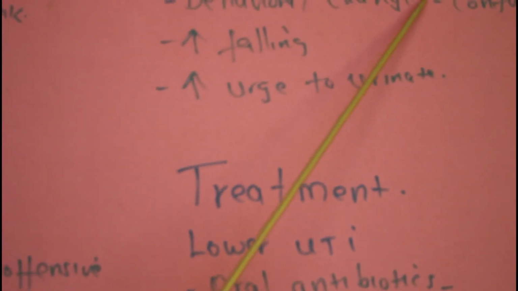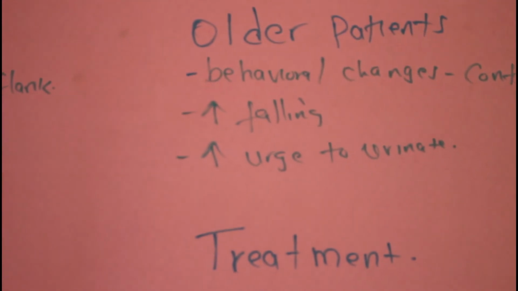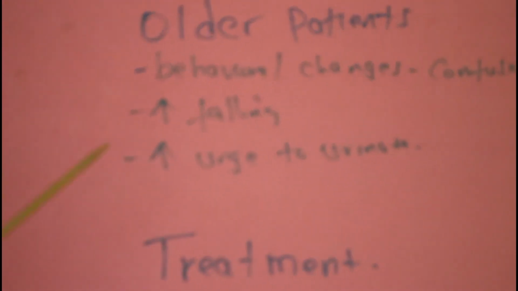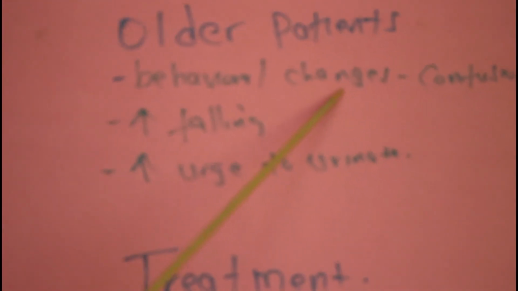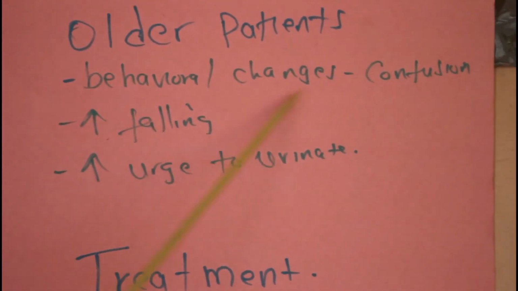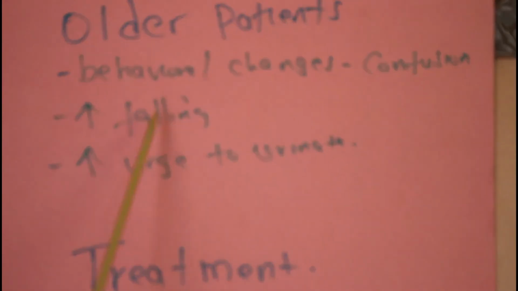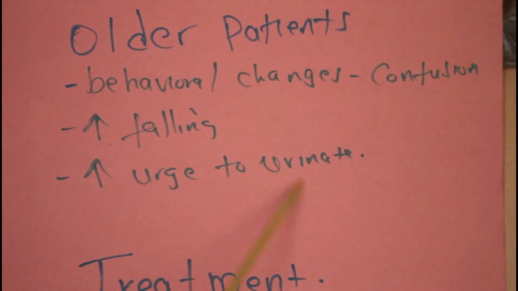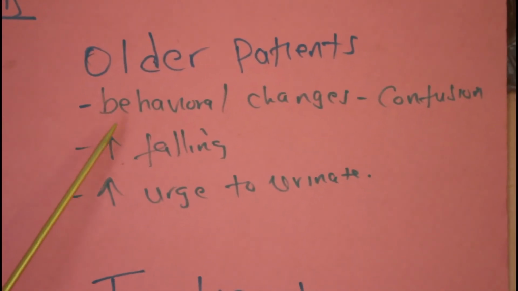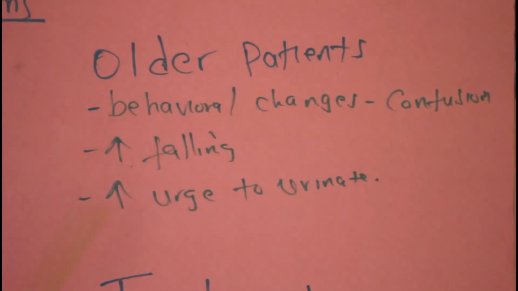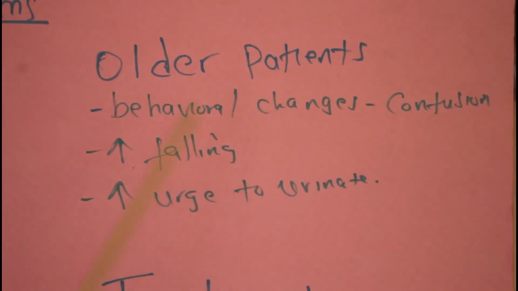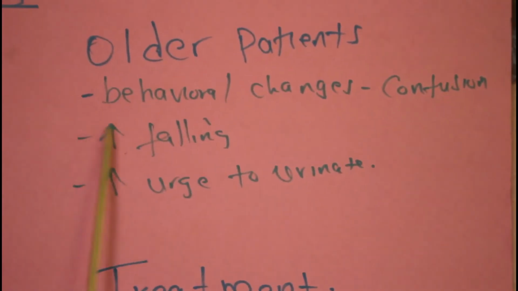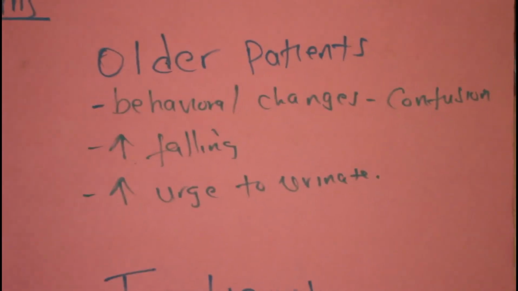And then in older patients, these old people might not have typical symptoms of UTI, but they can present with behavioral changes. You'll find that most of them are confused, they have increased risk of falling, and also increased urge to urinate. So if you have an elderly person, please be keen and observe. They can present with these symptoms. They are not the typical ones, but when they present with these, you should suspect UTI.